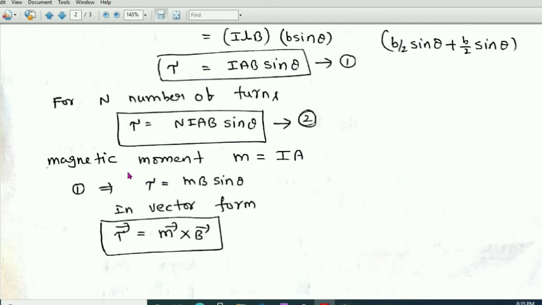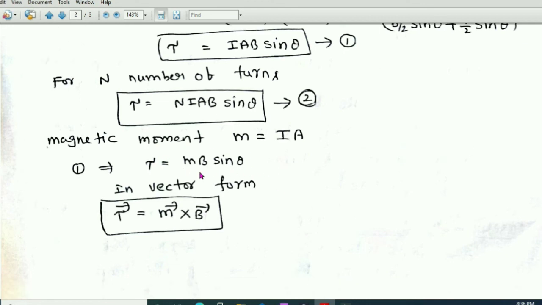Now we know that the magnetic moment of a magnetic dipole is equal to the product of current and the area of the loop. So from equation number 1, if you apply this formula, tau is equal to, in place of I into A we can write M, the magnetic dipole moment, into B sin theta. Tau is equal to MB sin theta.